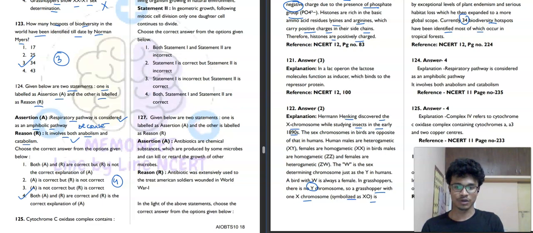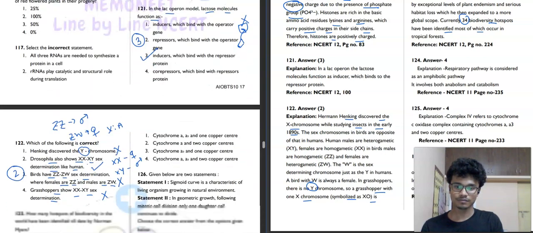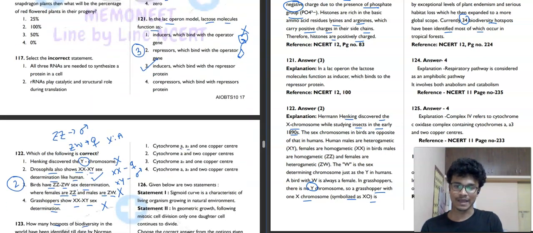Moving toward the next question, 125. It is saying cytochrome C oxidase complex contains: cytochrome a, a3 and 1 copper center; cytochrome a and 2 copper centers; cytochrome a3 and 1 copper center; or cytochrome a, a3 and 2 copper centers.